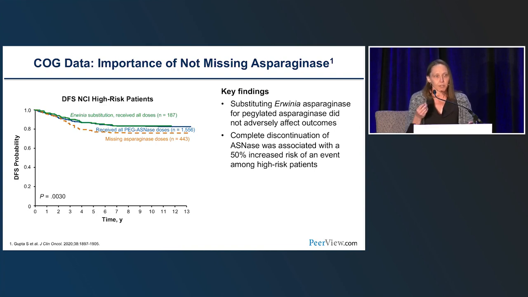So Sumit wanted to ask the question, what happens to those patients who we cannot give Erwinia to, who need it after they've had a hypersensitivity reaction to their E. coli-based asparaginase? When I've asked Sumit why he asked this question, it's because the families were asking him, what does this do to my child's chance of cure? And he was really hoping that he would find it was not different. But to the contrary, he actually found that if you missed one or more courses of asparaginase in our high-risk patients, the risk of relapse increased 50%.